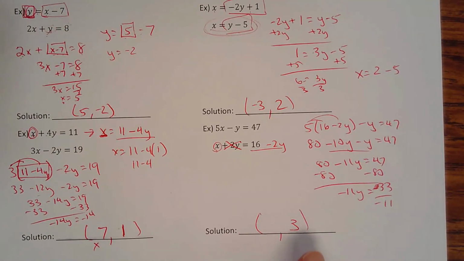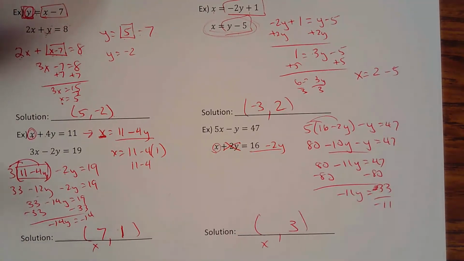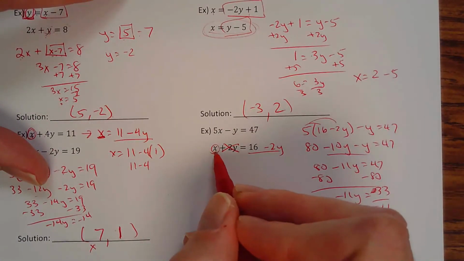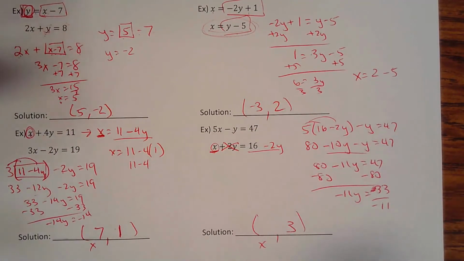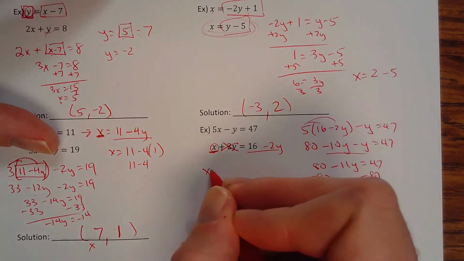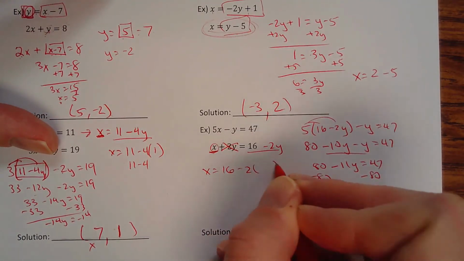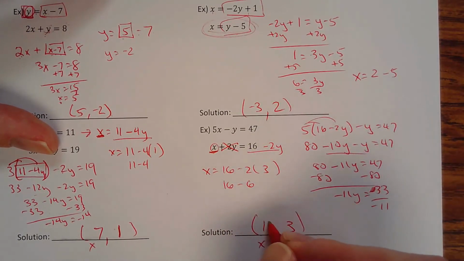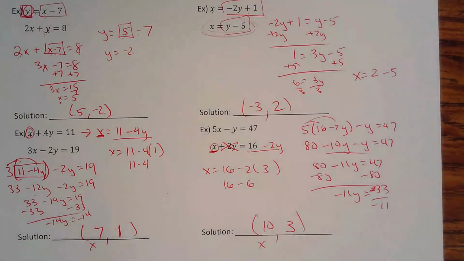Once you have a variable, look for an equation that has the one you're looking for. I'm looking for x by itself, and that's this guy. It always works like that. It's going to be that first thing, that first variable you got by itself. Use that equation. So I'm going to say x equals 16 minus 2 times 3. 16 minus 6 is 10. Okay, so we got 10 comma 3 is my answer.